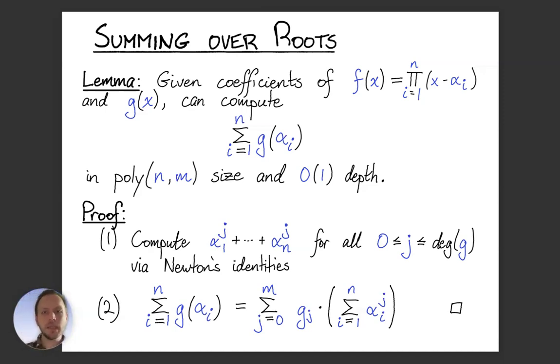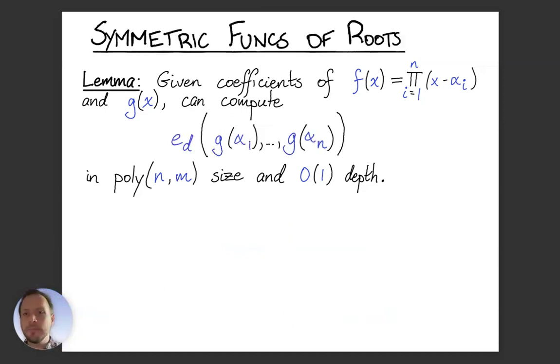Now, it's not immediately clear why this sum is an interesting quantity to compute or what it's useful for, but now let's generalize this a little bit, and we'll start making progress towards something like the GCD. So now we can generalize this and say not only compute the sum of the g of alphas, but in fact we can compute any elementary symmetric function of the g of alphas, again in polynomial size and in constant depth.